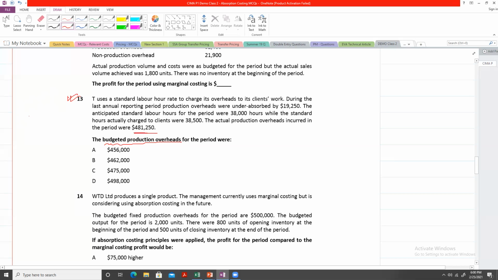Actual overheads are 481,250. Absorbed overheads we can find by subtracting 19,250, that is the amount of under absorption of overheads, from this actual figure. Under absorbed overheads, 19,250.